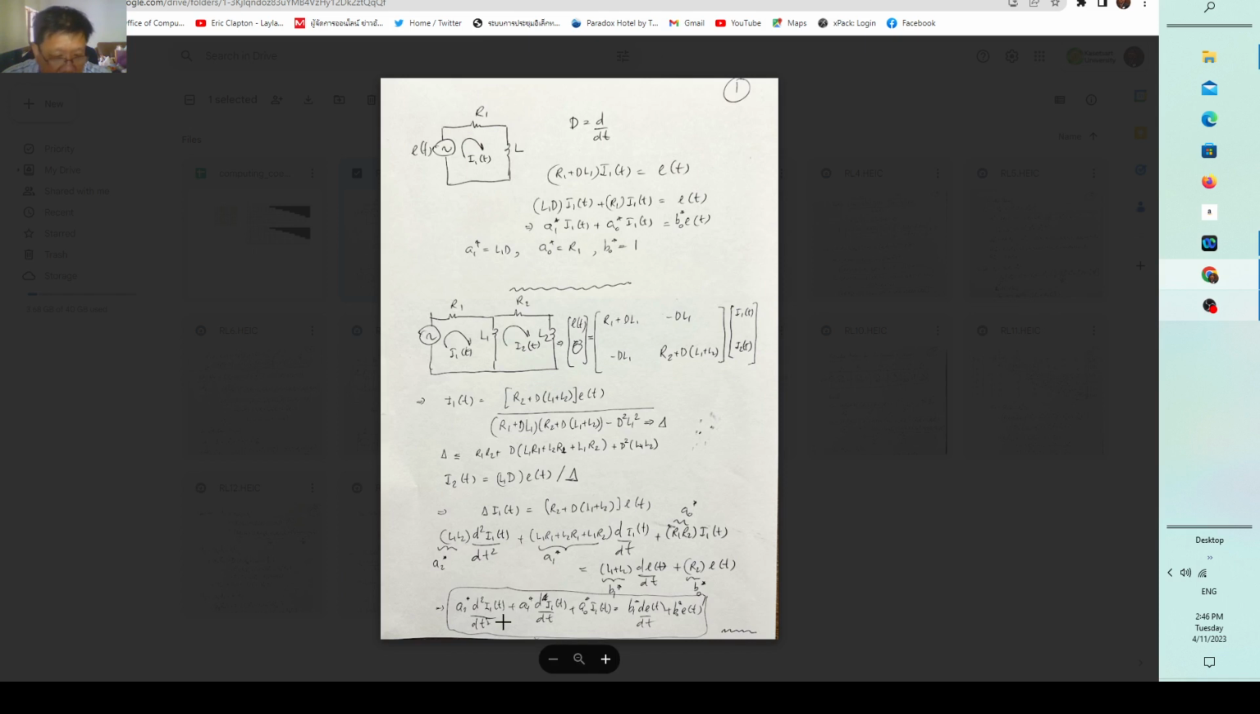So the left-hand side is always going to be the coefficients a sub 2 star, a sub 1 star, and a sub 0 star, which we are linking over here. A sub 2 star equals L sub 1 times L sub 2. A sub 1 star is L sub 1 times R sub 1 plus L sub 2 times R sub 1 plus L sub 1 R sub 2. And a sub 0 star is equal to R sub 1 times R sub 2. Even for the second equation, the elements are the same. Just replace I sub 1(t) with I sub 2(t), but the right hand side is different, according to the result from Cramer's rule.